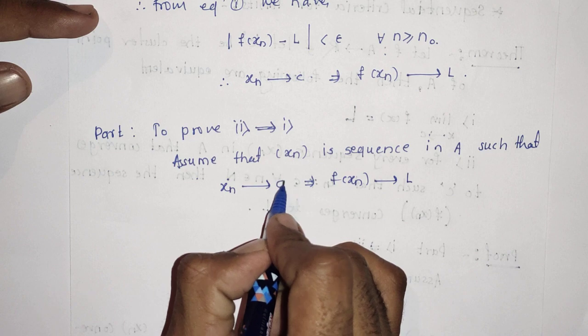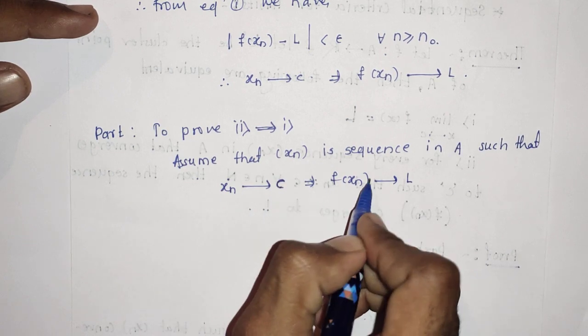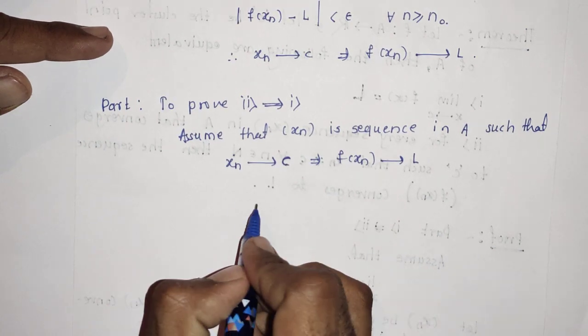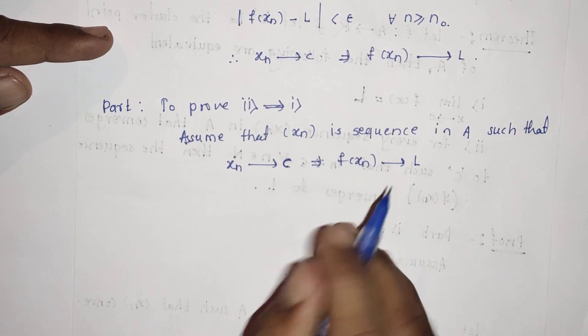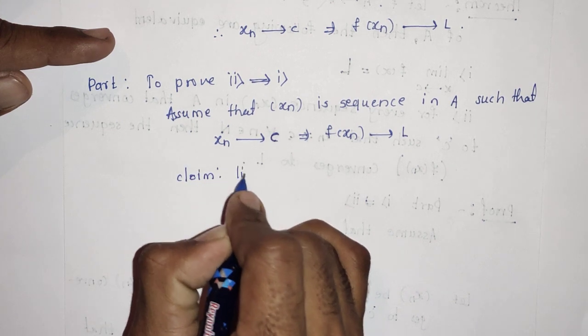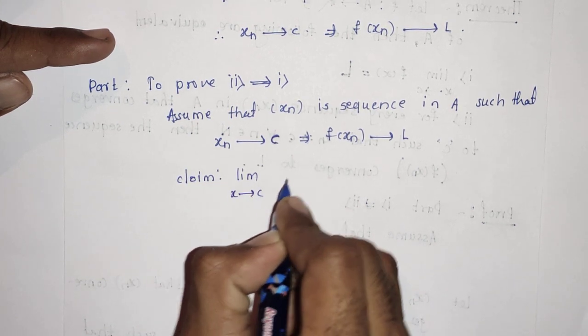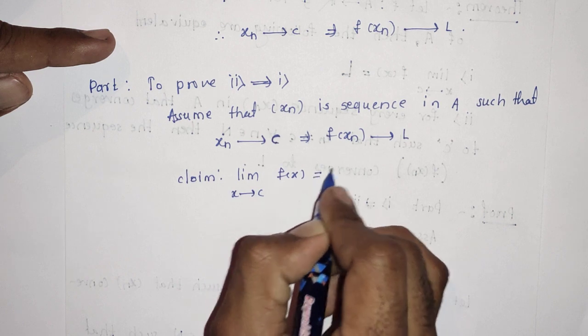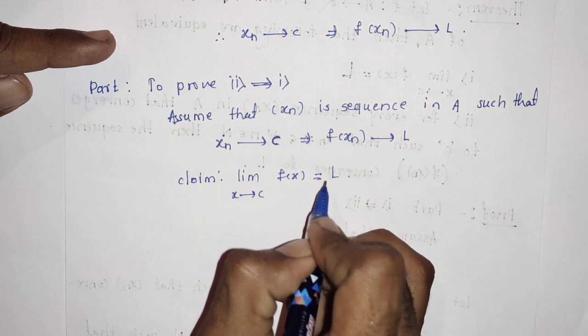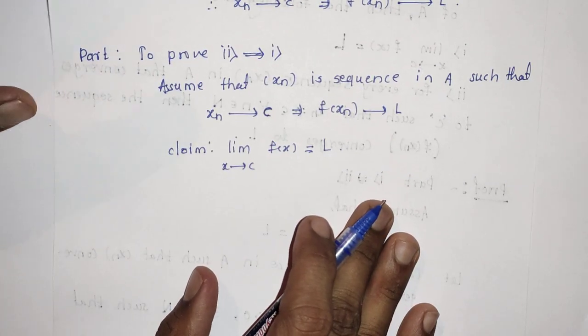If xn converges to c, then their image, that is f of xn, converges to L. Now, we have to prove that the limit as x tends to c of f of x is equal to L. This is our claim. Now, we will suppose the contrary, that the limit as x tends to c of f of x is not equal to L, then we will get some contradiction.